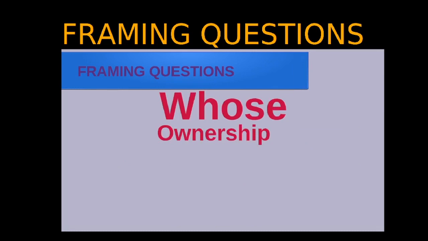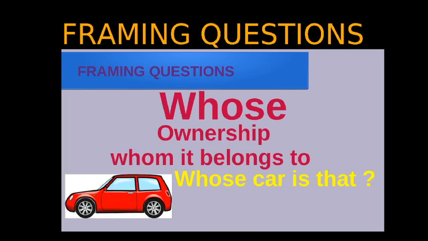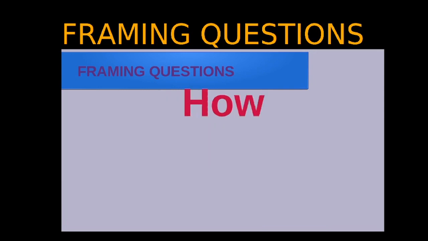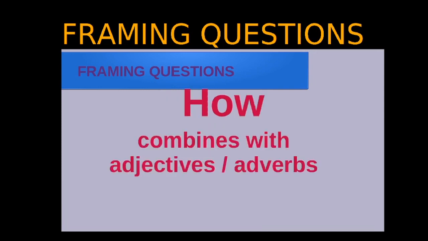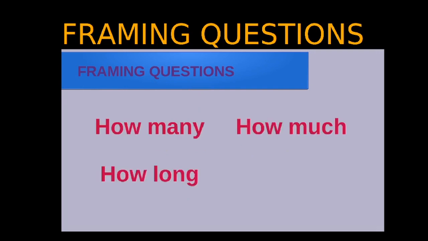Whose tells about ownership, means whom it belongs to. Whose car is that? So here car is that gives you or tells you about the ownership. How combines with adjectives and adverbs to ask questions. How many, how much, how long, and how far are the adverbs which combine with how to make questions.